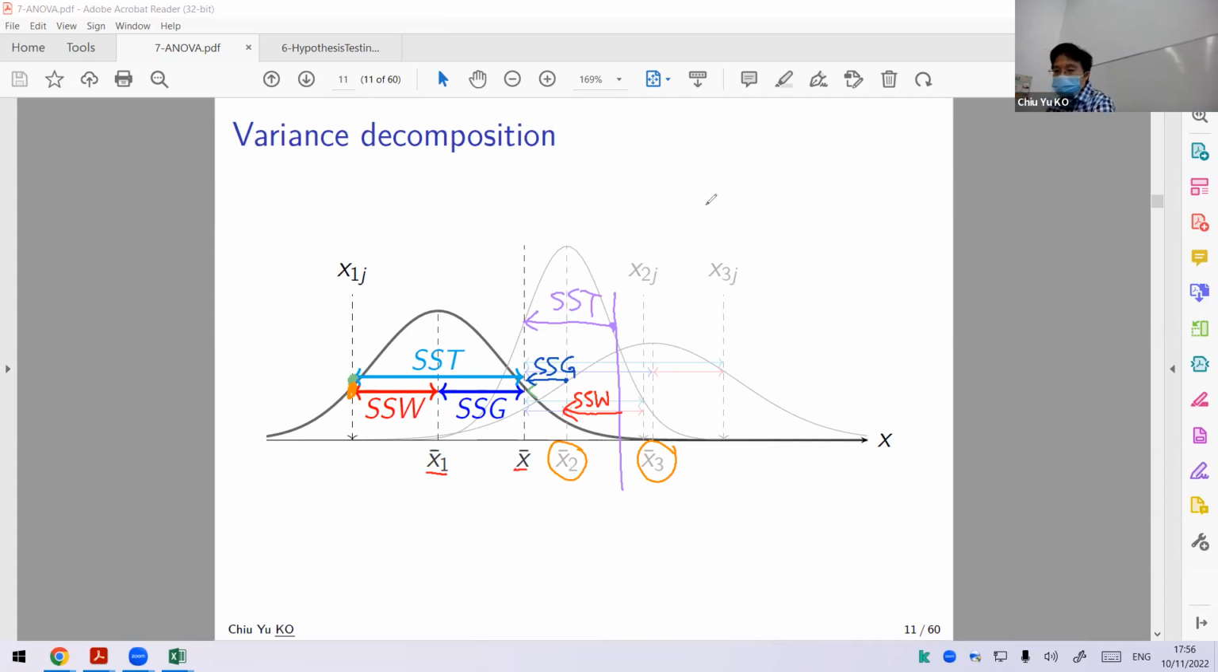And you will see these three values will actually be the center of our ANOVA. This will be the most important thing we'll be doing for ANOVA. Are there any questions? Is that okay for this one?